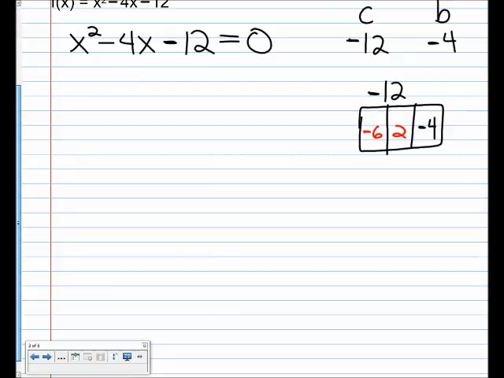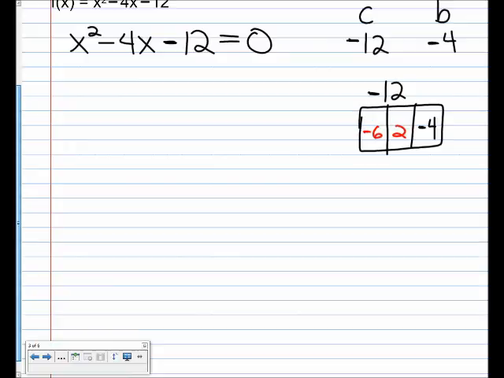Let me go through this again so you see how to use this box. Negative 6 times 2 is negative 12. Is everybody good there? Negative 6 times 2 is negative 12. Negative 6 plus 2 is negative 4. So that's how the 2 numbers work. Everyone okay?